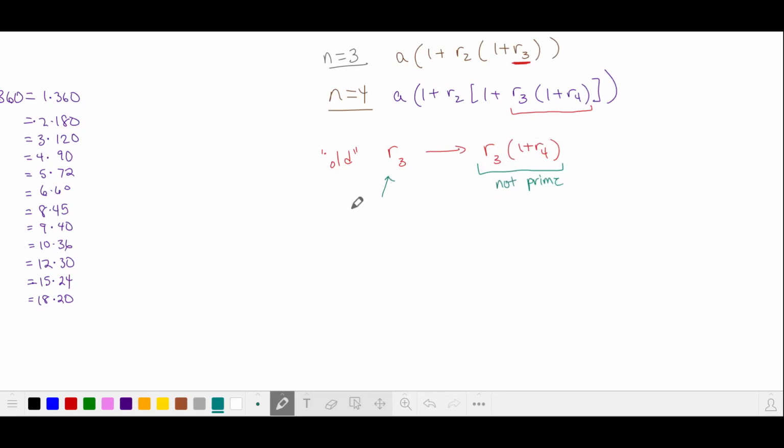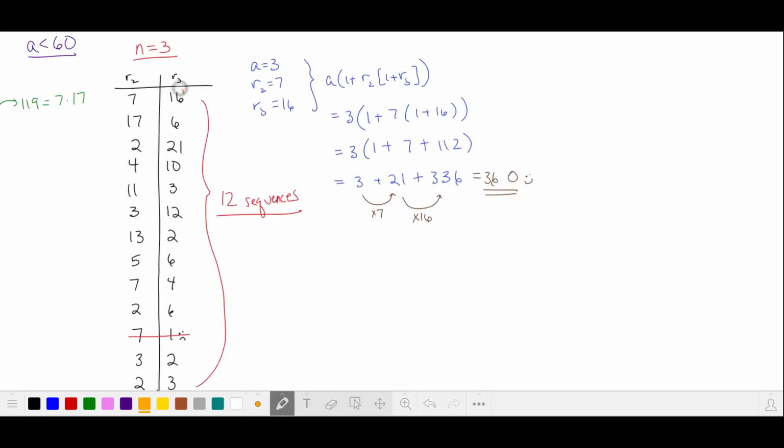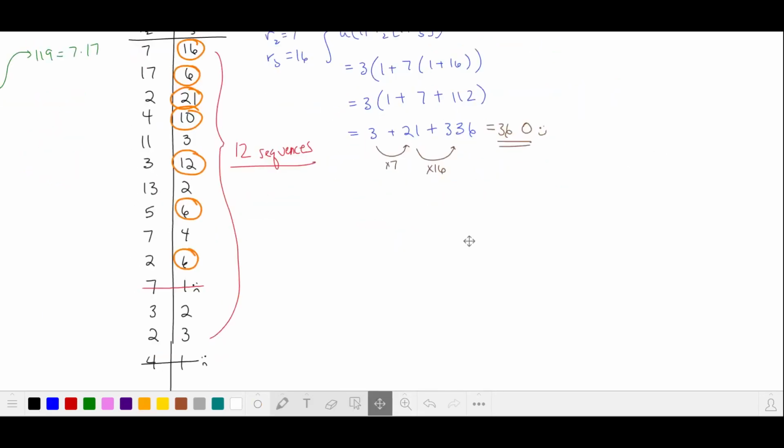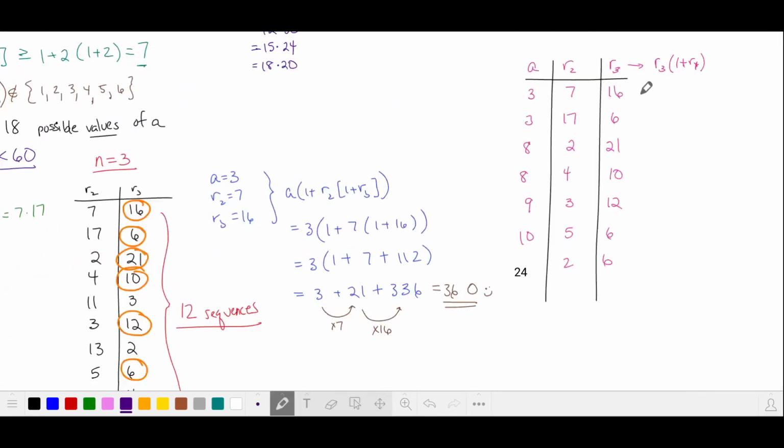So we can look at our old list of solutions for n equals 3 for values of R3 that are not prime and just test those. Also again, since R3 and R4 are integers greater than or equal to 2, this expression is going to be greater than or equal to 6. So we're looking for R3s from our old list that are not prime and also greater than or equal to 6. Looking at our old list, we find these values. I'll copy them over here.